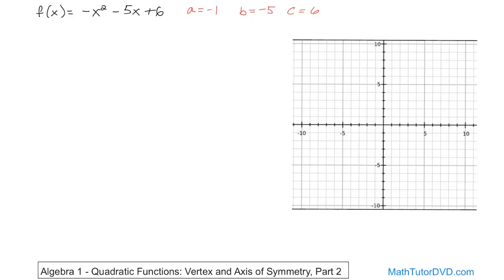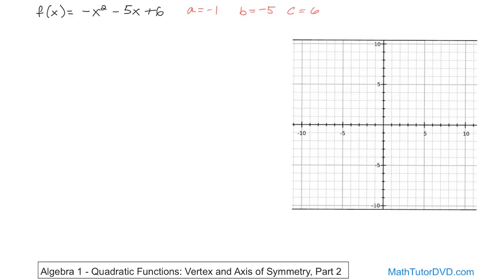Now, from the fact that A is equal to negative 1, you should immediately know that this is going to open down somehow. There's going to be a frowny face, I should say. It opens down. So we can certainly create a table, but this, as you will see, is going to get cumbersome to calculate a bunch of points, so we're going to do it a slightly different way.